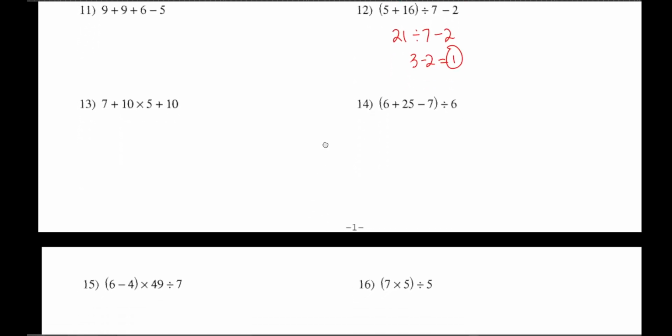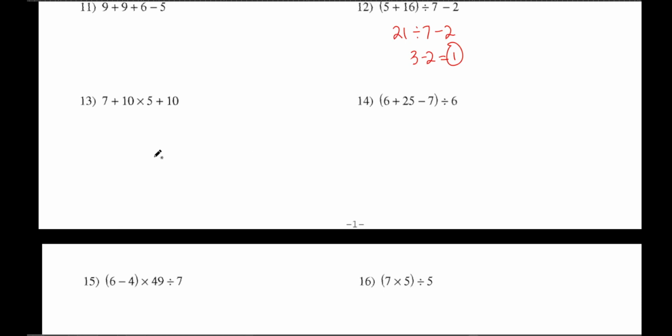13 and 14? Okay, let's do 13. Again, a common mistake would be looking at this and going 7 plus 10, but we don't do that. We do any multiplication first. So what's being multiplied? These two things right here.